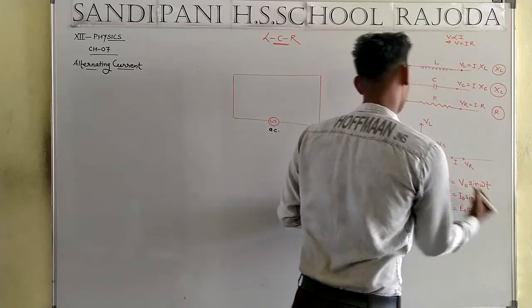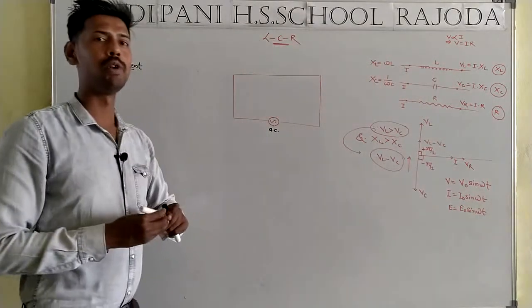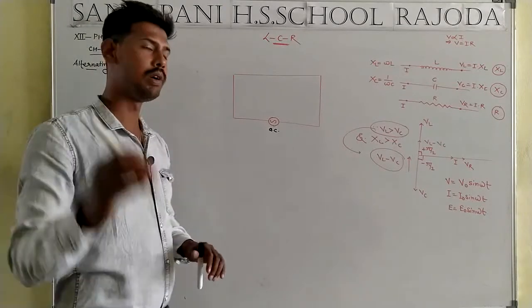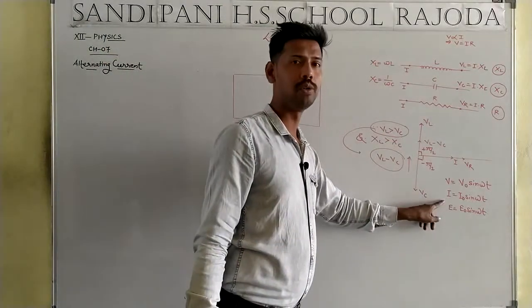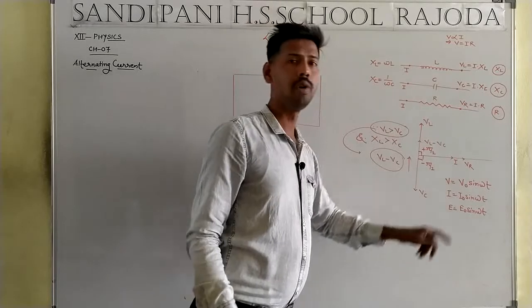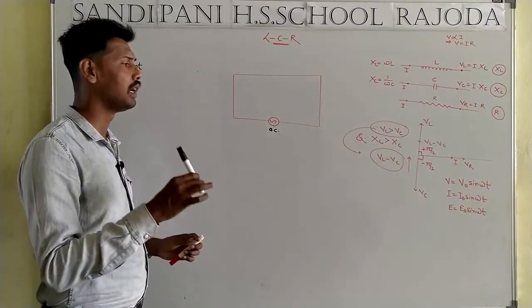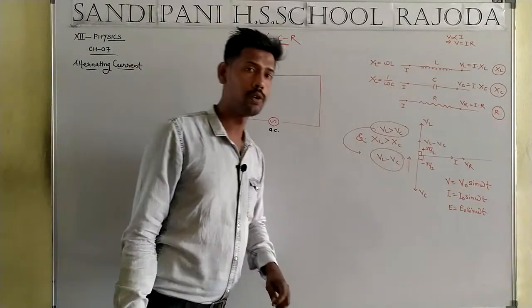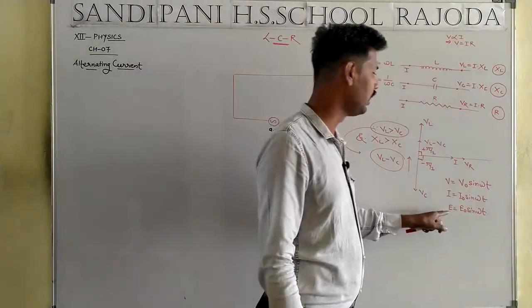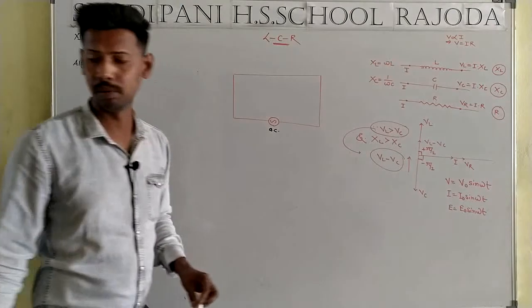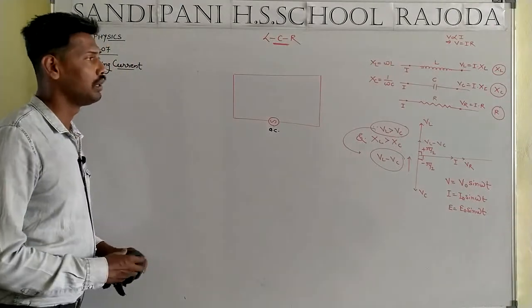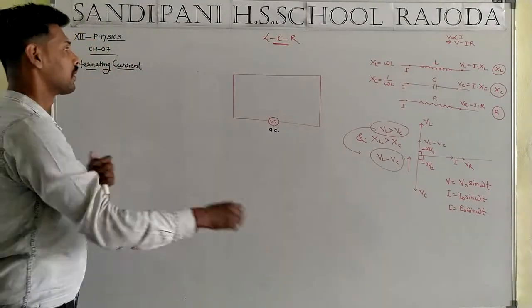मेरे साथ फिर से बोलिए, what is the meaning of the peak value of alternating current? Peak value of alternating current I equal to I naught sin omega t. Peak value of alternating voltage V equal to V naught sin omega t, and peak value of electromotive force will be equal of E equal to E naught sin omega t. Student, now time to define the diagram.